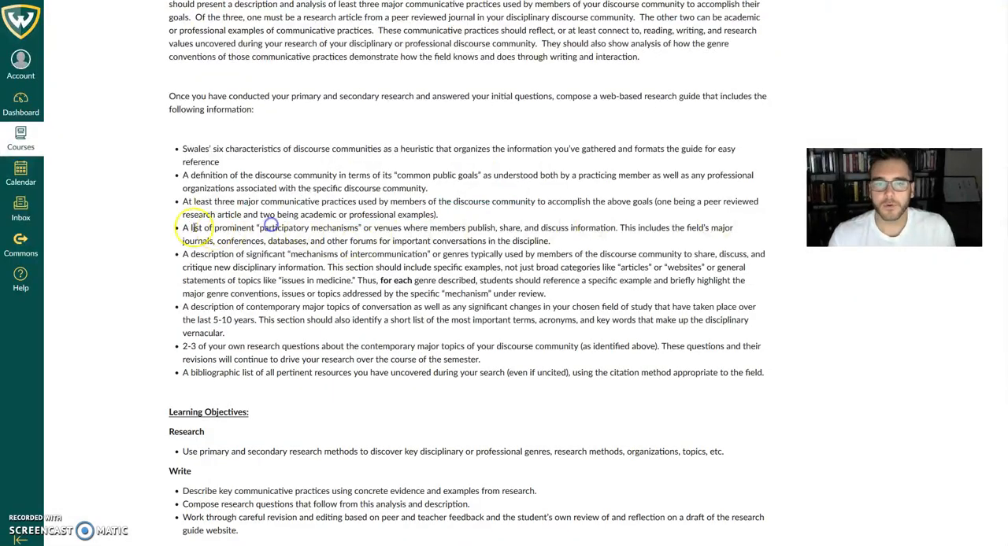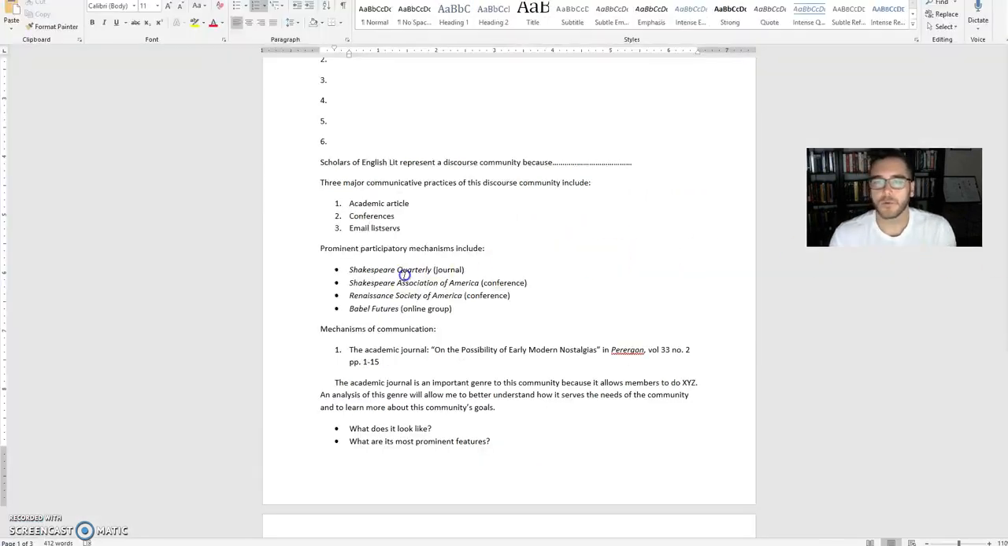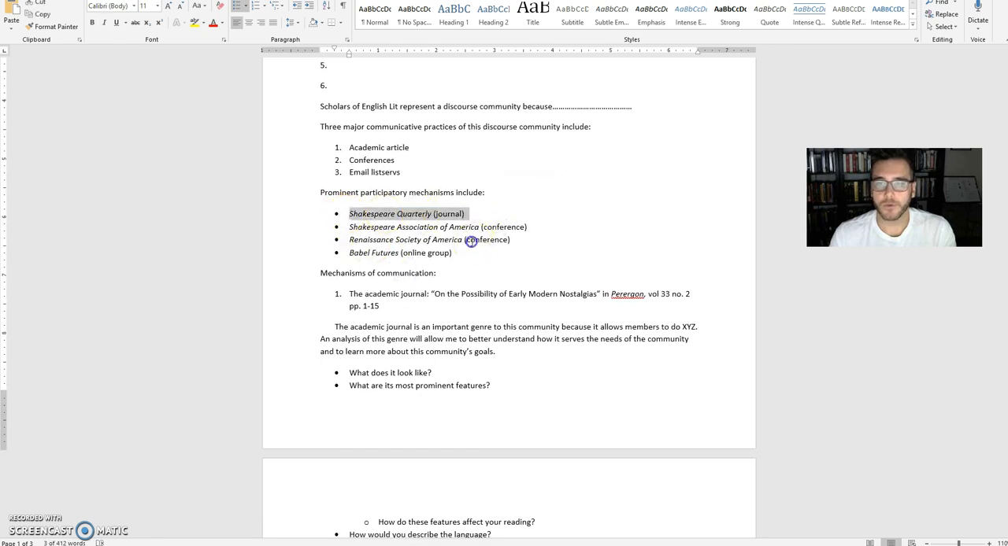Okay, so now we move down to the next bullet point, a list of prominent participatory mechanisms or venues. So basically, what are some specific places that people in your community share information? Okay, and so what I've done for mine is I've listed a journal that we use, a conference that we go to, another conference, and an online group. So I have kind of a nice variety, right? There could be websites, there could be magazines, whatever it is. Your group might be totally different, right? You might have, for example, a yearly retreat that members go to that they kind of talk or whatever. So what are the major mechanisms or places that people in your group use to exchange information?